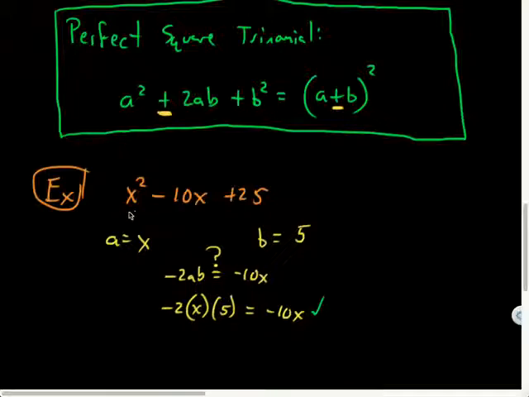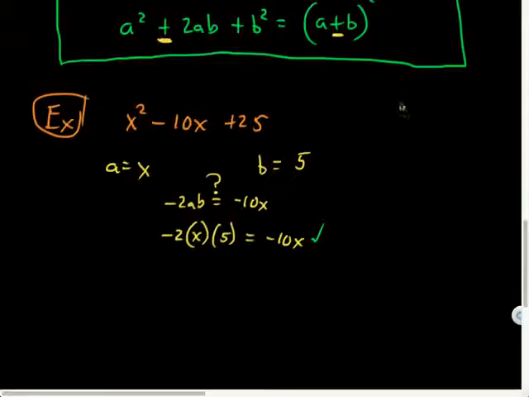Because it matched all 3 components of this pattern, it has to match all 3, now I can just plug it into this. And it's going to be super awesome. So is this going to be an A plus B or an A minus B? A minus B. So this is x minus 5 all squared.